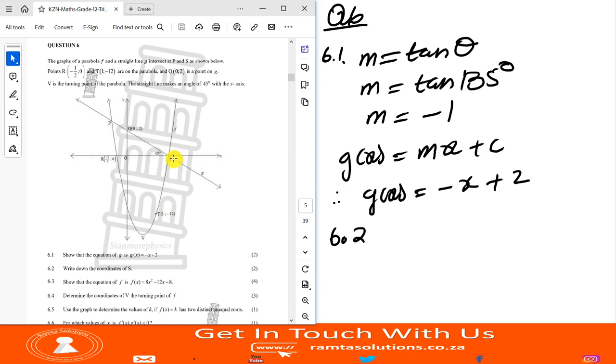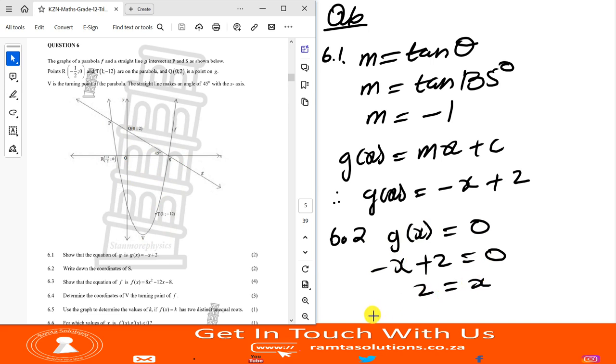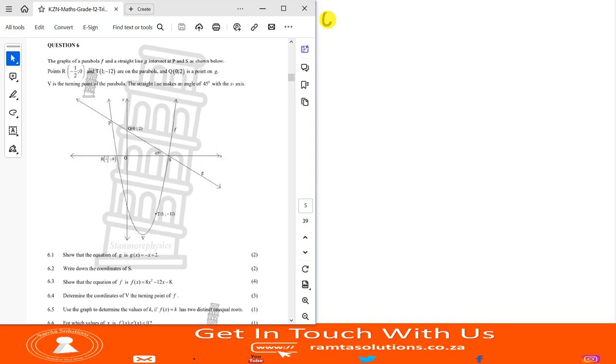And at point S, which is the x-intercept, the y value is 0. So g of x equals 0. Therefore, this means -x plus 2 equals 0. Therefore, x equals 2. We can conclude that S is 2. And what is the y value at S? It's 0. Happy? Perfect.